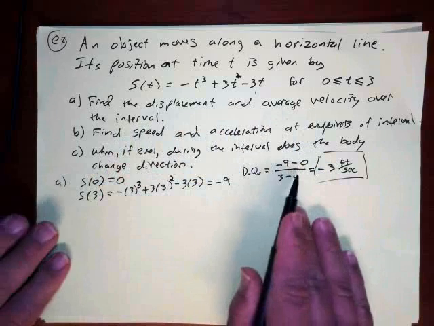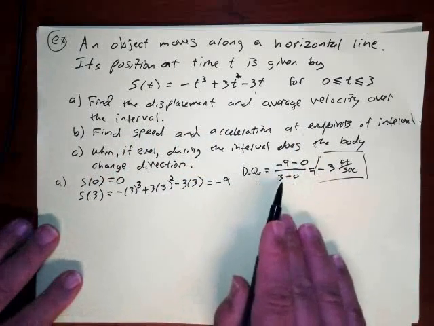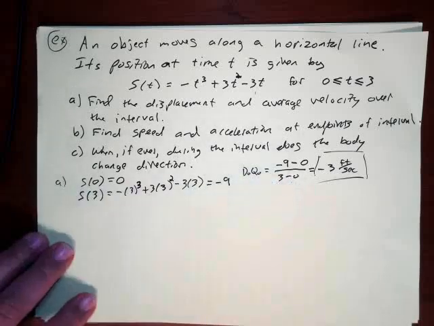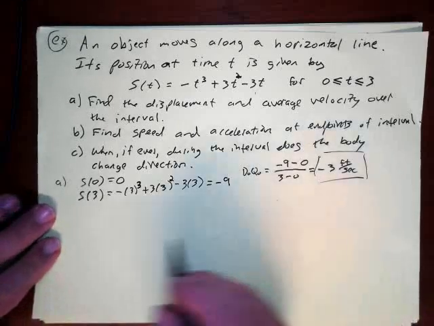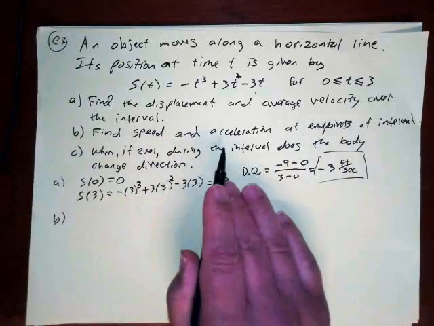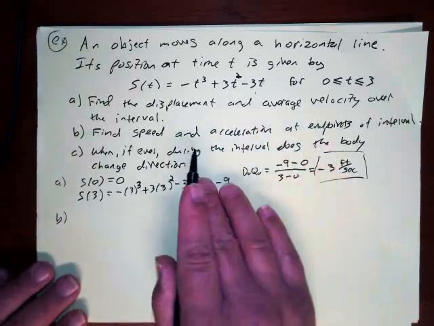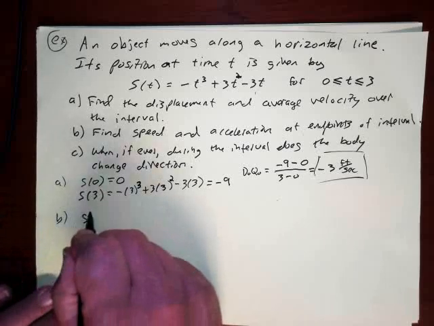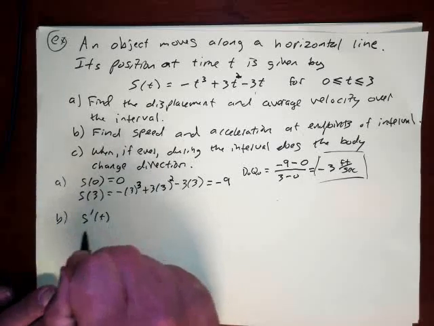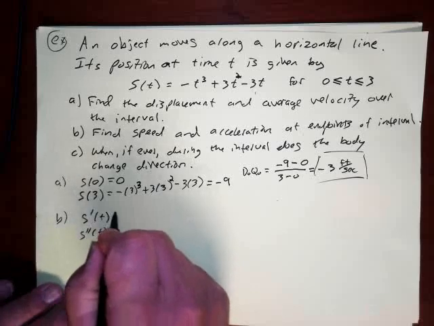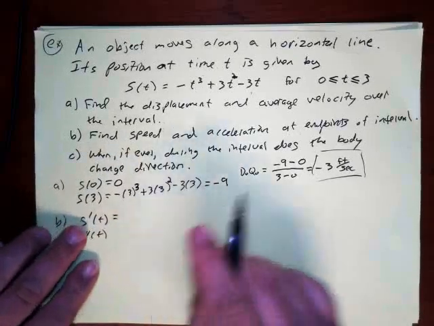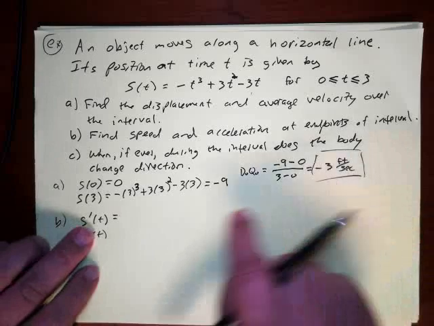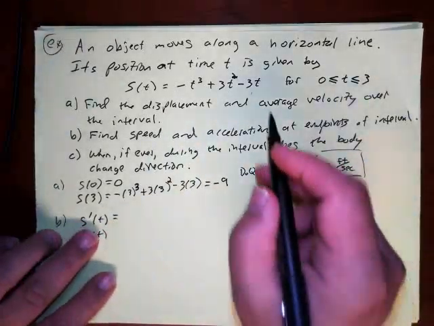The displacement is just the difference in the s values. The average velocity over the interval is the difference quotient over the interval. So now it wants us to find the speed and acceleration at the endpoints. So now it's asking for s prime and s double prime of t, right? The velocity is s prime. The speed would be the absolute value of that. So let's just find the velocity here.